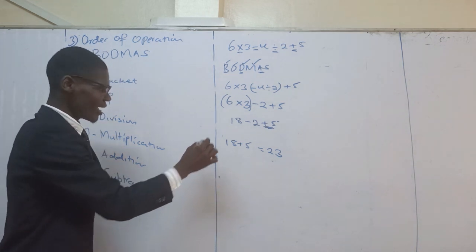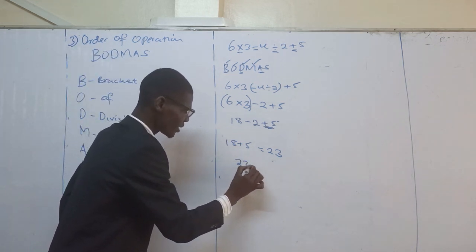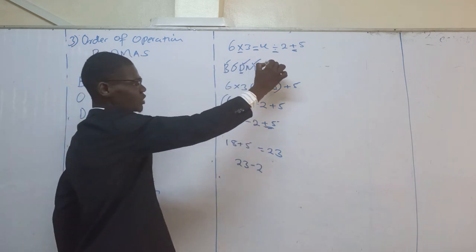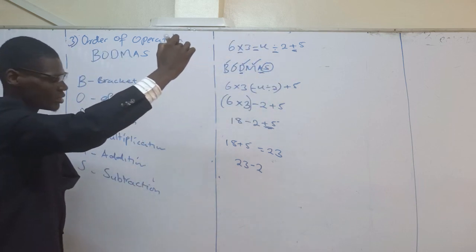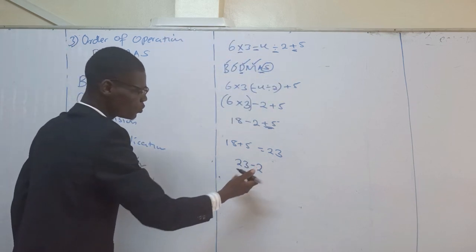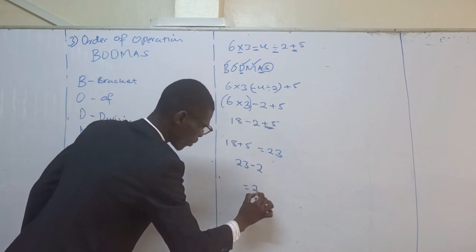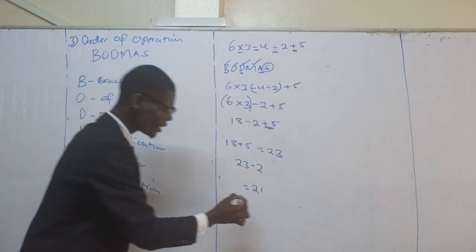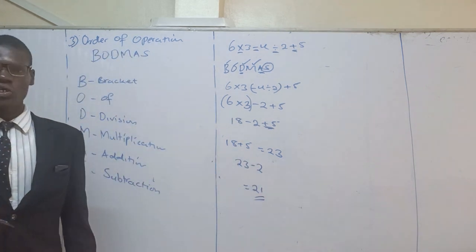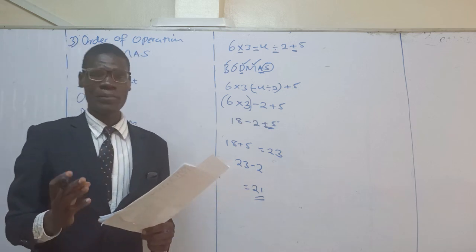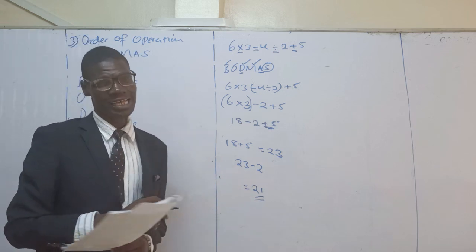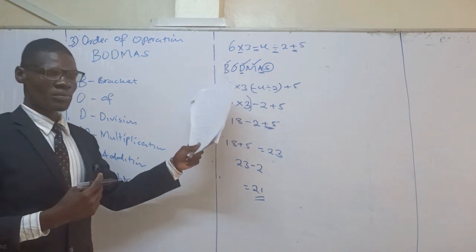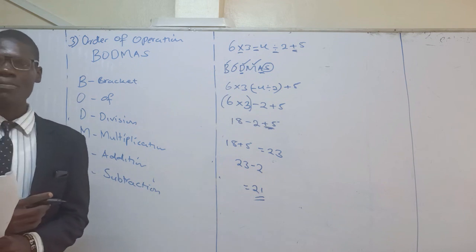So I write now 23, subtract 2. 23 minus 2, because now our last one is subtraction, I get 21. So this is my final answer. So when we get an operation that includes more than 2 signs, we always apply the formula BODMAS to come up with the answer.